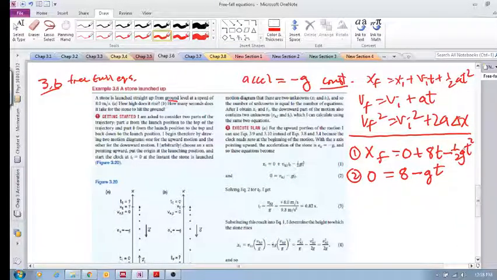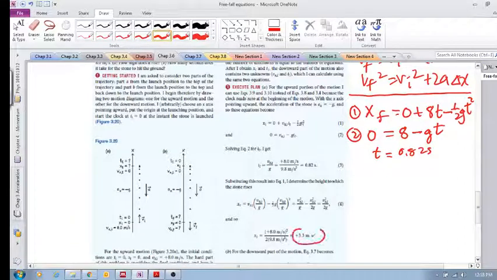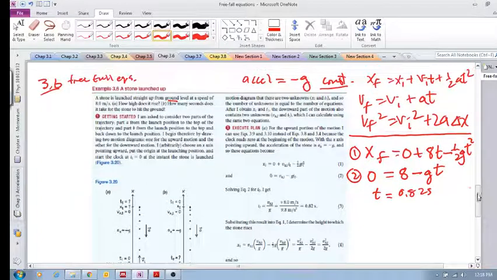So I've got two unknowns in this first equation. In my second equation, I've got one unknown because I know g, so we can solve for time, and we get 0.82 seconds that it takes to reach the top. Okay? Then I can take that and plug that into there, and I can get my final height of 3.3 meters.